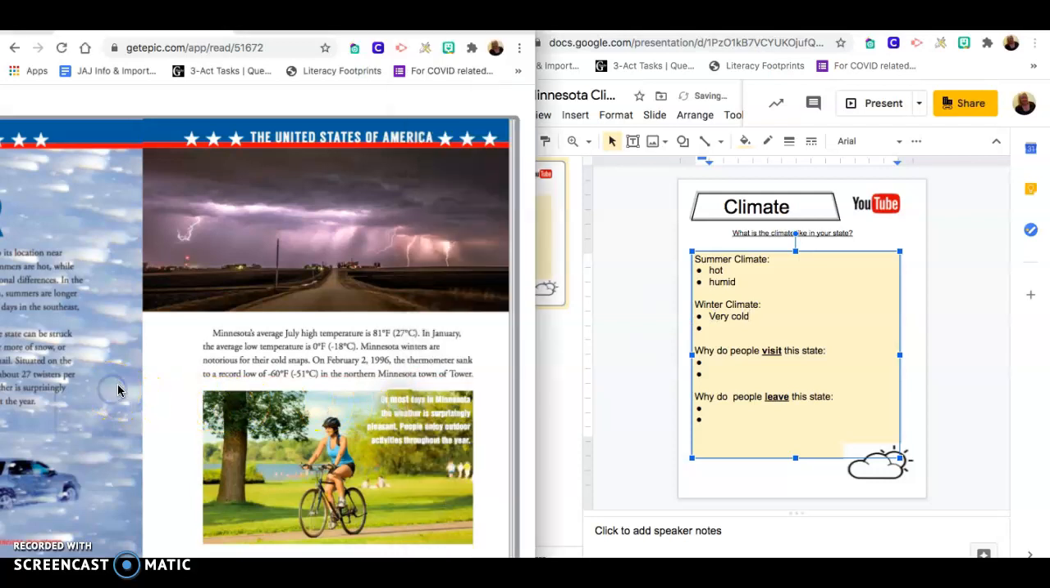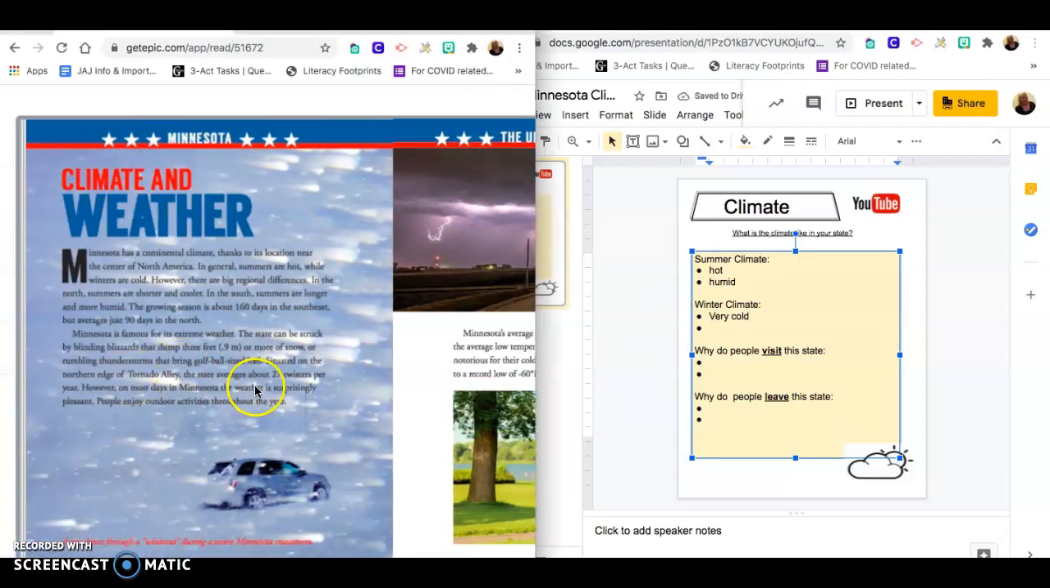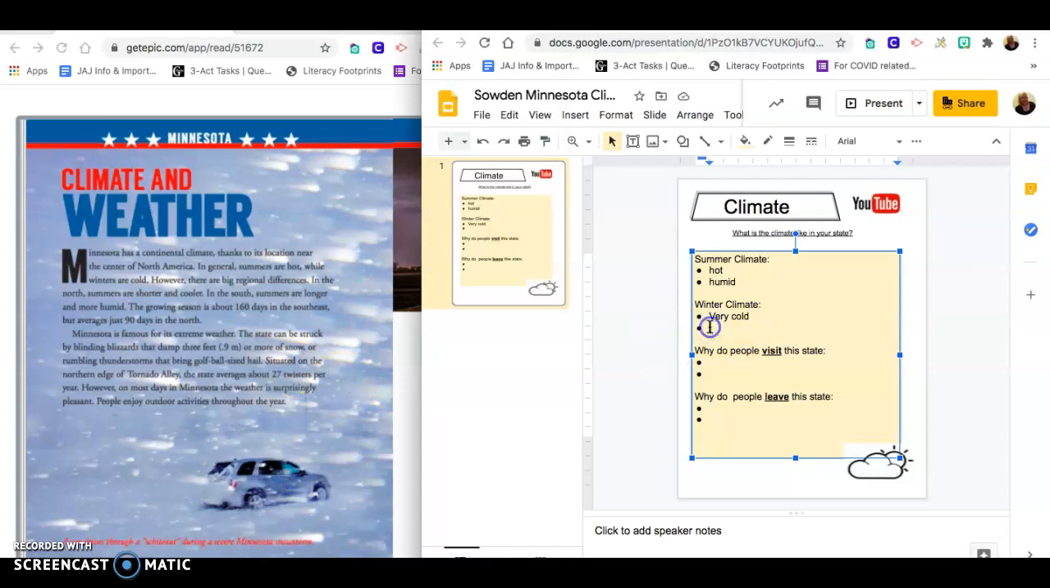And then I still need to find something else about winter. It says the state can be struck by blinding blizzards that dump 3 feet of snow or more. So there's a lot of snow here.